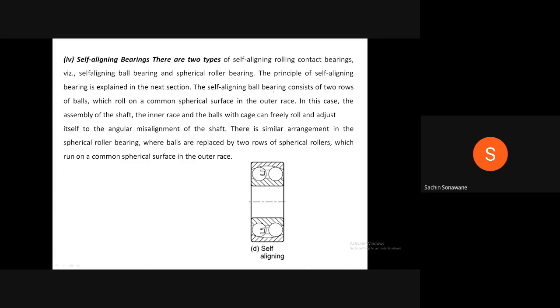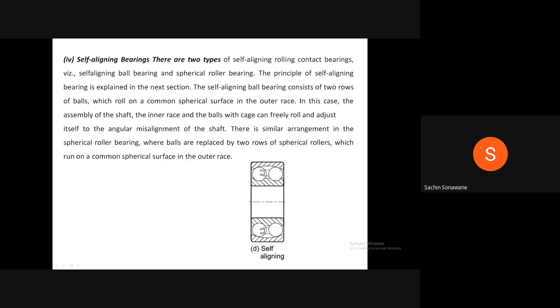The self-aligning ball bearing consists of two rows of balls which roll on a common spherical surface in the outer race. See that two rows of balls are there. This is one row, this is second row. This is inside the bearing, that is, in the inside of the outer cage. The spherical surface is there, spherical shape is there. In this case, the assembly of the shaft, the inner race and the balls with cage can freely roll and adjust itself to the angular misalignment of the shaft.